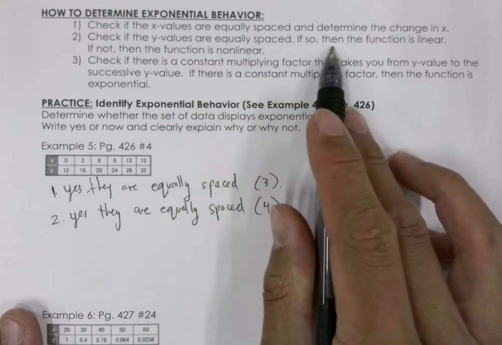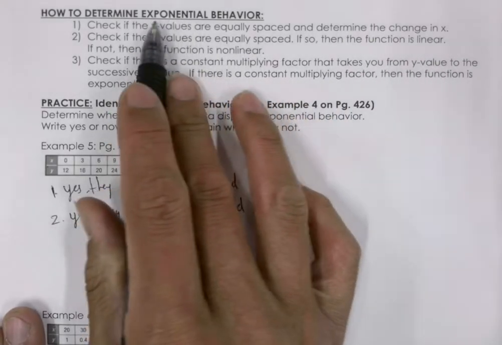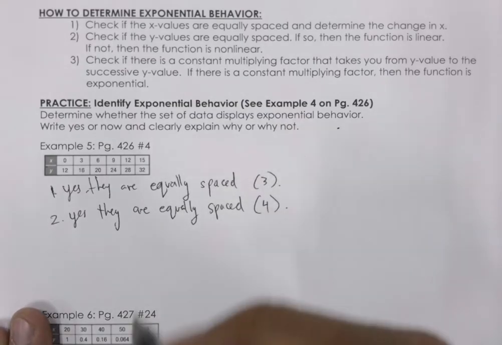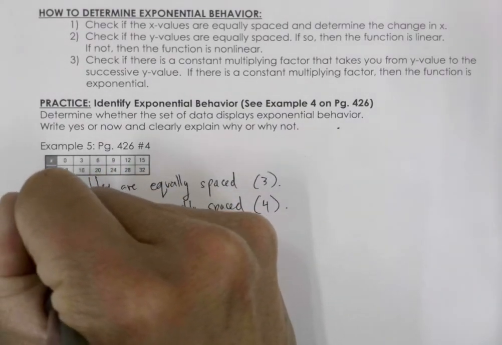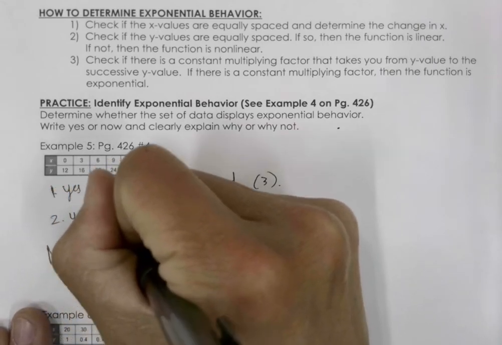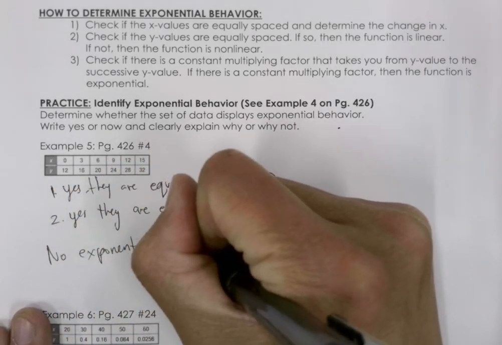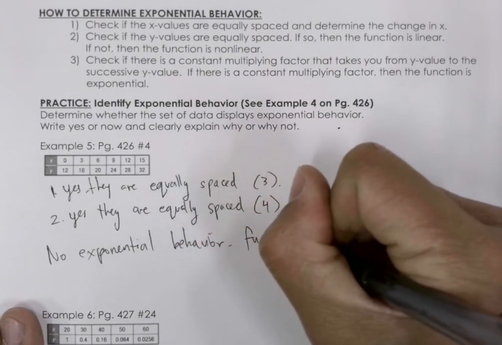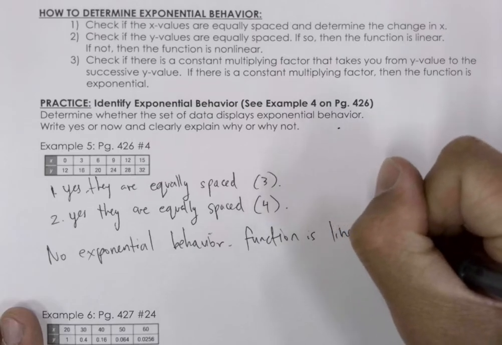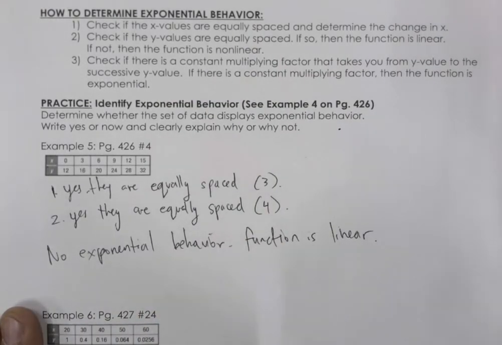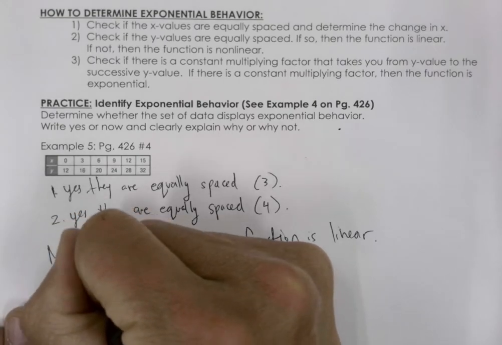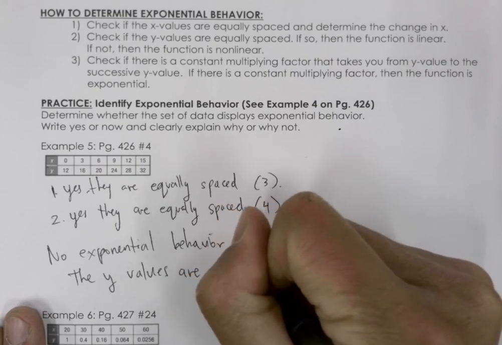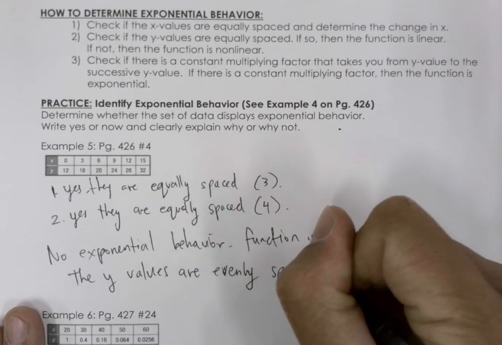And so if the y values are equally spaced, the function is linear and it is not exponential. So we want to determine here whether it displays exponential behavior. Say no, no exponential behavior. The function is linear. And why? Because the y values are evenly spaced.